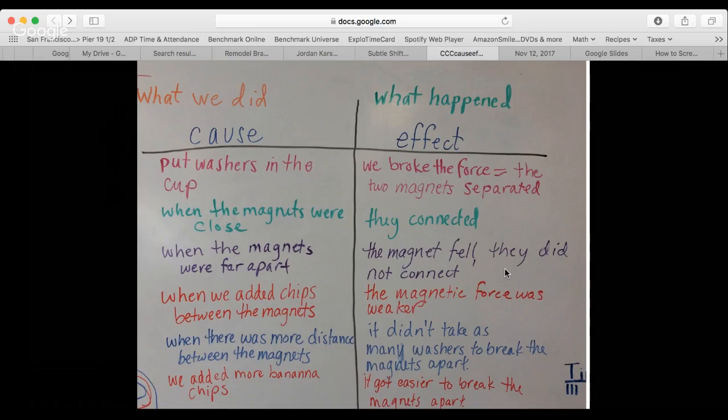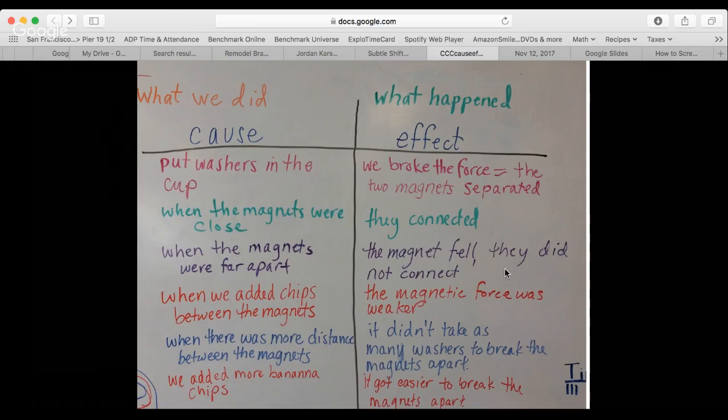We discovered during this talk that because the relationship was not linear, the students found it confusing. They saw a big effect at the beginning of their experiment, 5 or 4 washers difference between each banana chip, that tapered off after the magnets were a certain distance apart, when only 1 less washer or even no washers were needed to break the force.